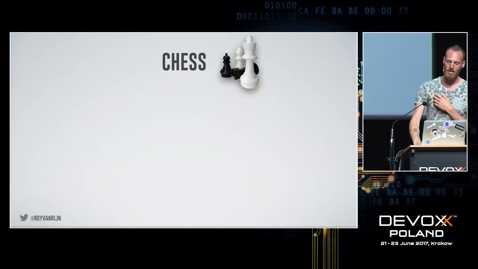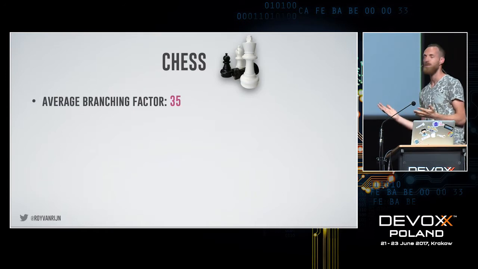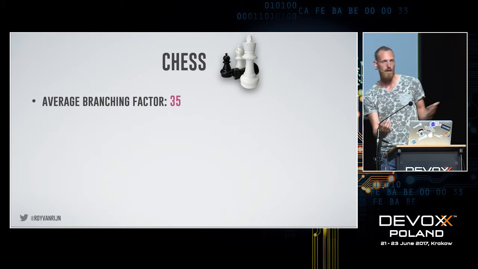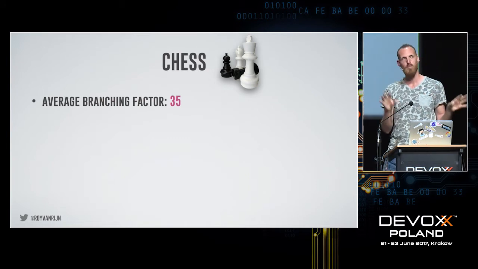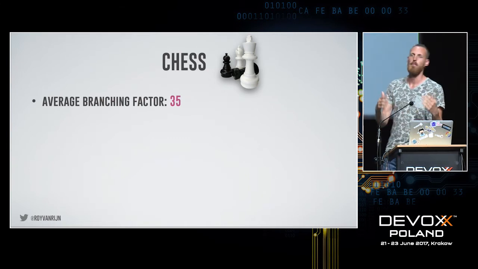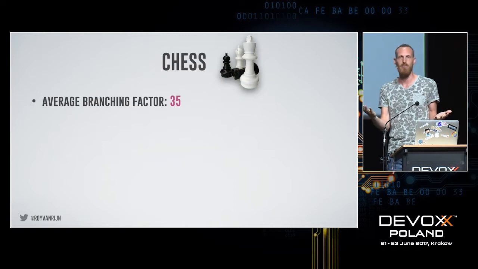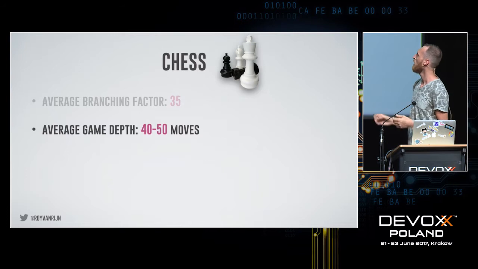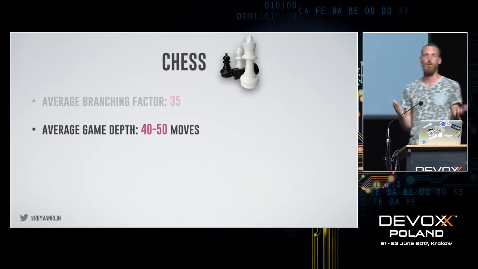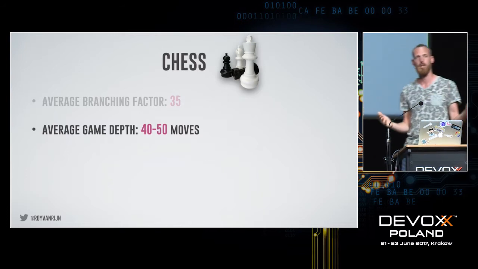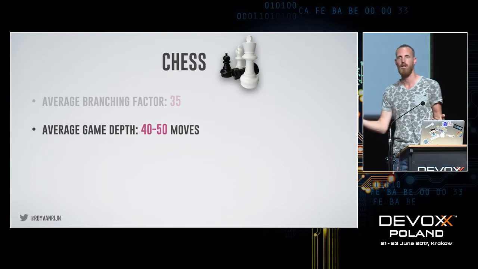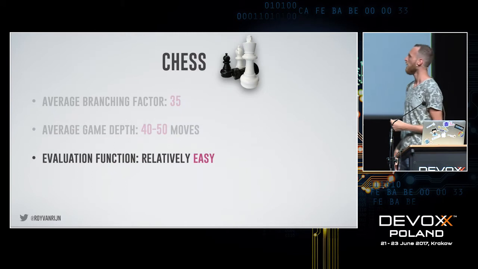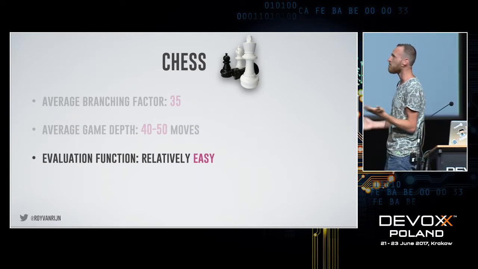So some numbers about chess. The average branching factor is 35. So on average, for each chess board you can have, most of the time there are around 35 different moves you can make. On average, a game lasts for 40 to 50 moves. Some much shorter, some longer, obviously, but on average it's between 30 to 50 moves. And writing an evaluation function for chess is relatively easy.